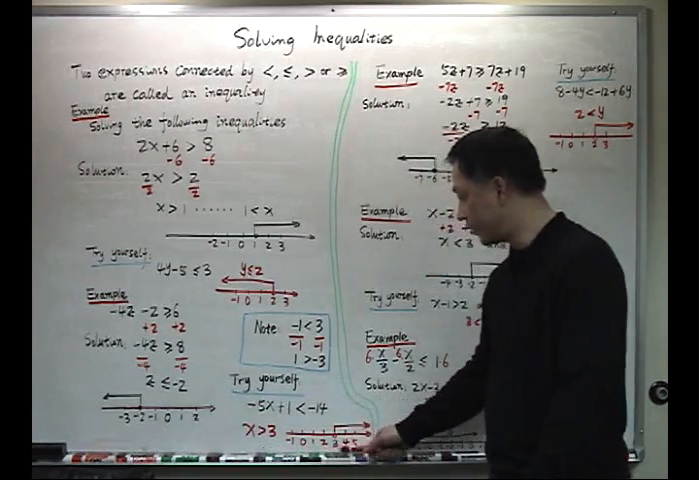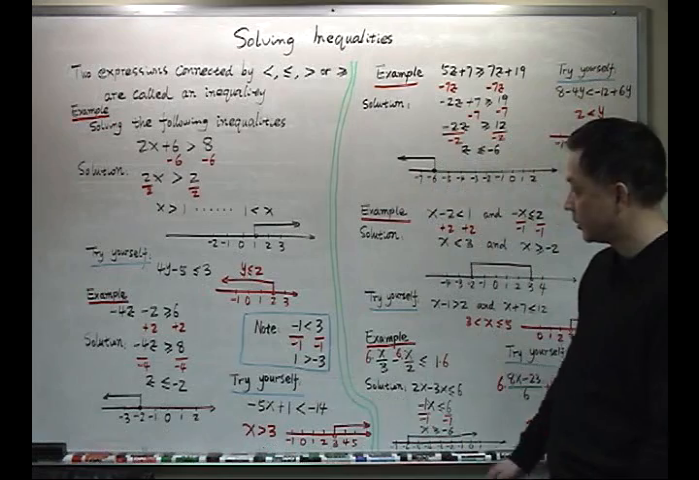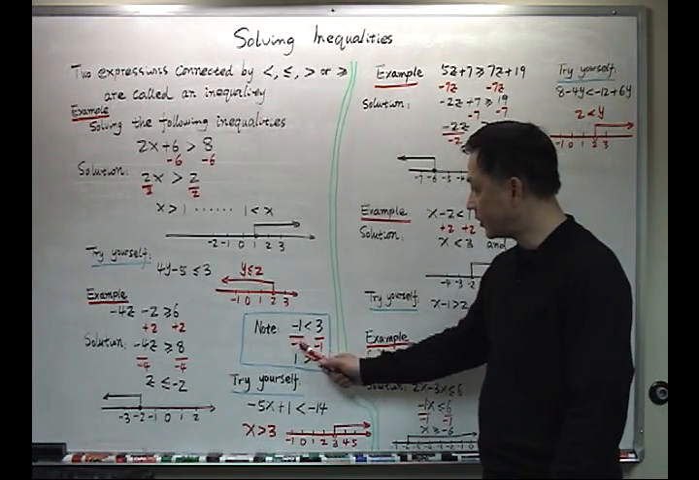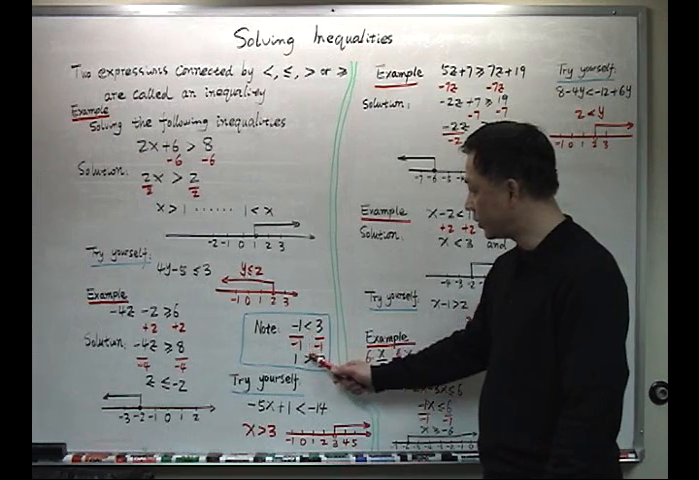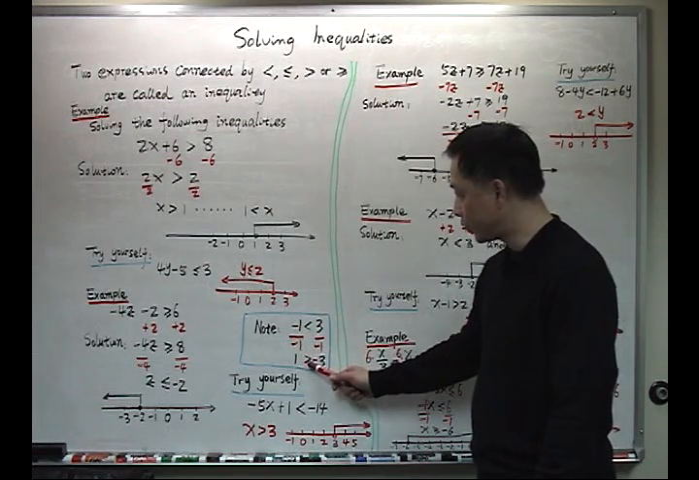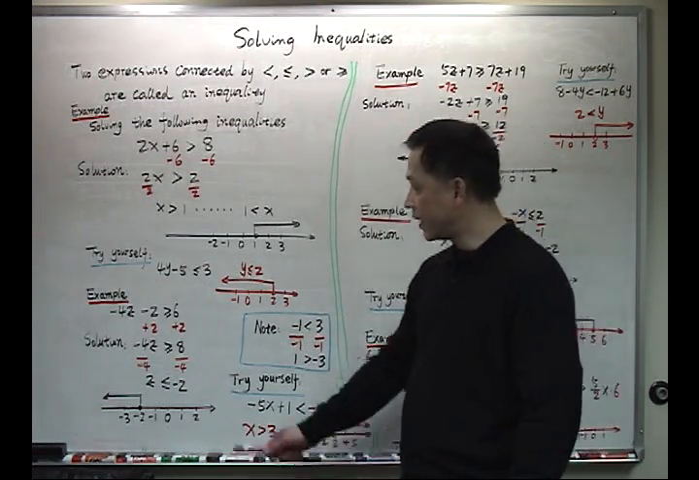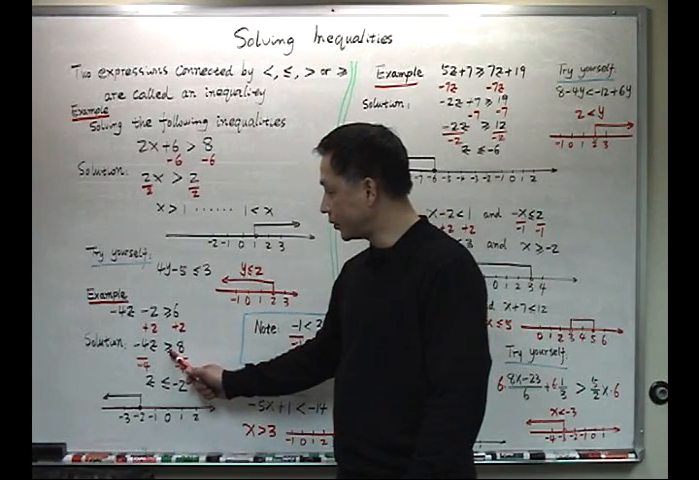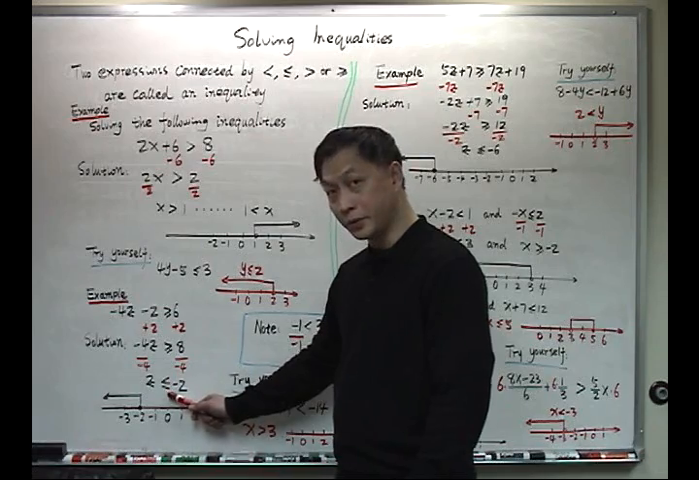Try this one yourself. Okay, be careful. Divided by a negative number, switch the direction. Less than, switch to greater than. Divided by a negative number, greater than or equal to, switch to less than or equal to.